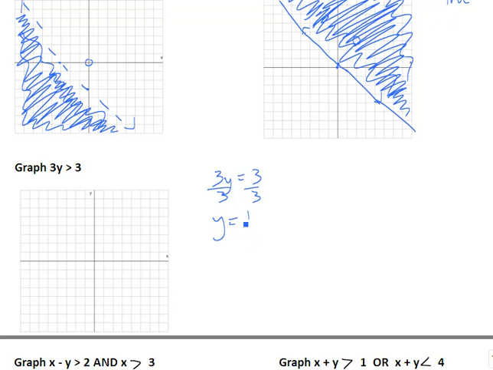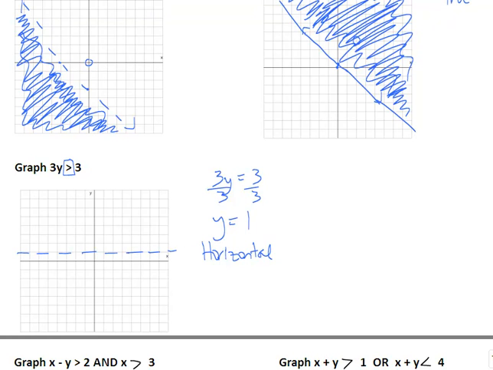And what you want to recognize here is whenever you have y equals a number, that's always a horizontal line. So this is the horizontal line at a height of 1. Before I graph it, look at your inequality symbol. This is strictly greater than. So when I draw my horizontal line, I want to make sure it's a dashed line. So here is my graph.